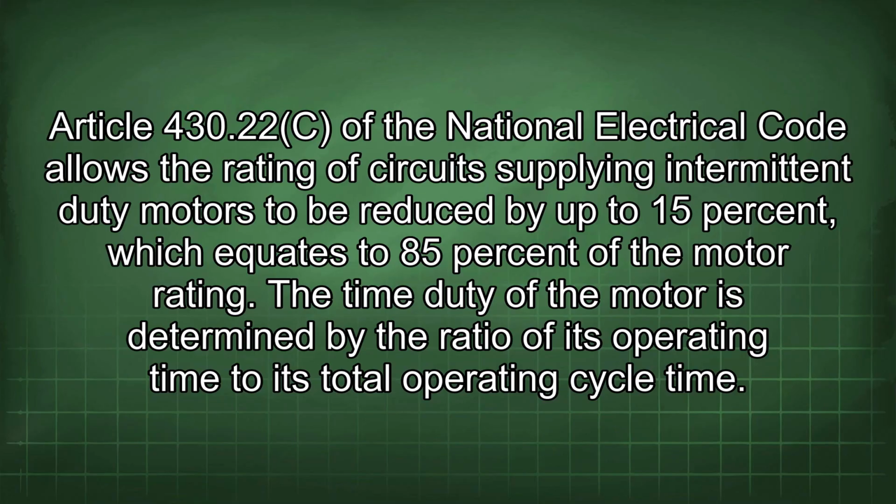Article 430.22(c) of the National Electrical Code allows the rating of circuits supplying intermittent duty motors to be reduced by up to 15%, which equates to 85% of the motor rating. The time duty of the motor is determined by the ratio of its operating time to its total operating cycle time.